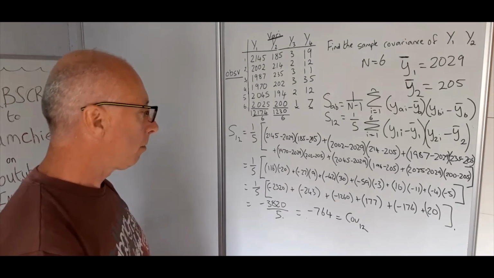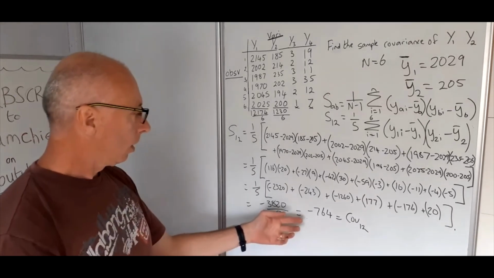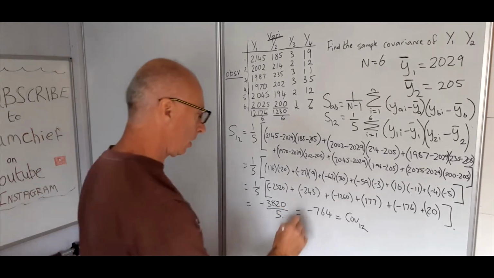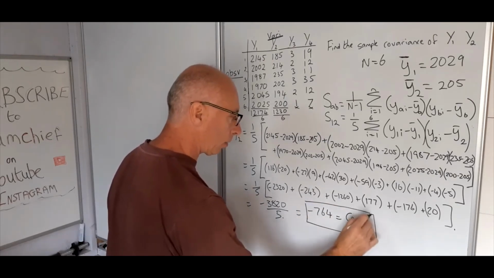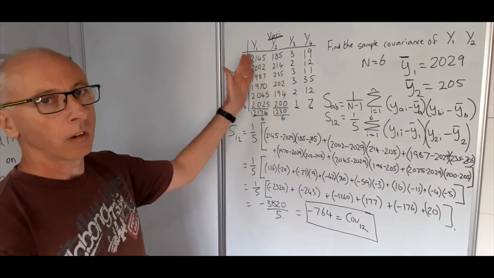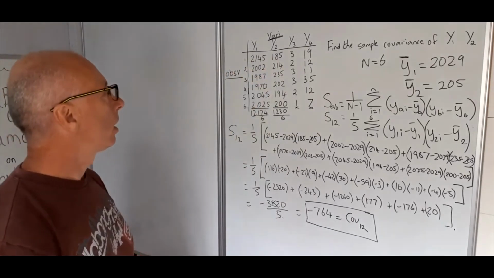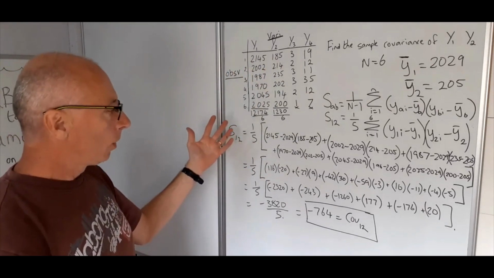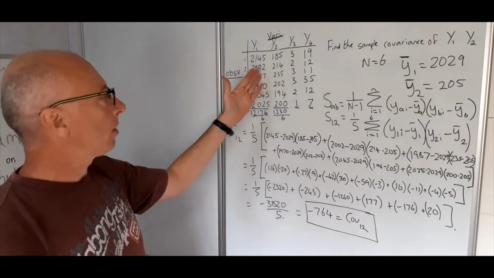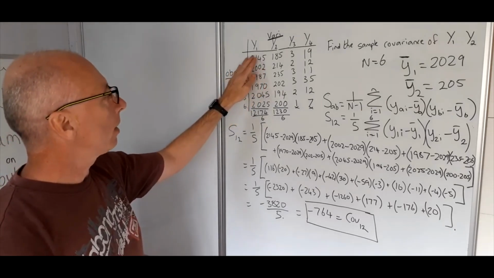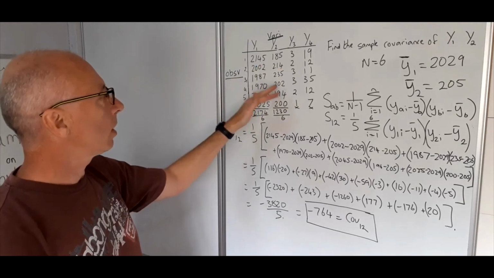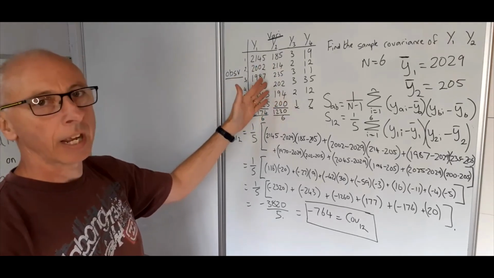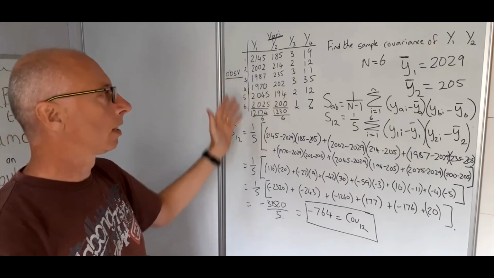So basically what that means is we've got a minus number in here, minus 764. That would mean that these two variables are inversely related. We can translate that, maybe in finance terms, as when this one is high, this one might be low, and conversely, when this one is low, this one might be higher. Higher or lower, as in higher than the mean or lower than the mean.